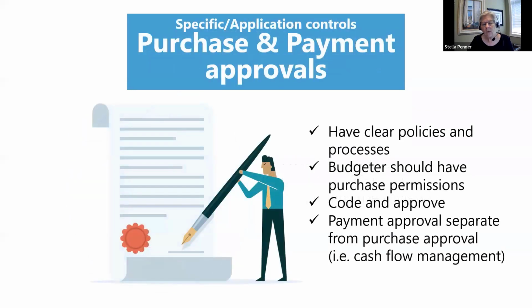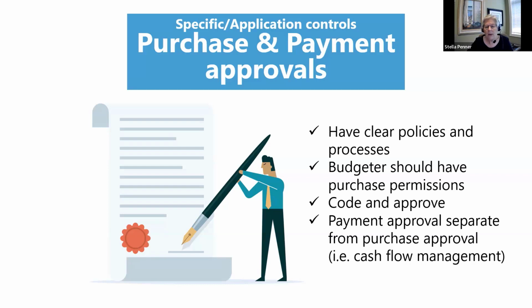The controls that we think of most often when we think of internal controls are around approving purchases. And so what's important here is not so much what those policies and processes are, but that they're clear and understood by everyone, and that they are followed by every party in the process. And that those policies don't change from week to week or month to month, or from one department to another or one person to another.